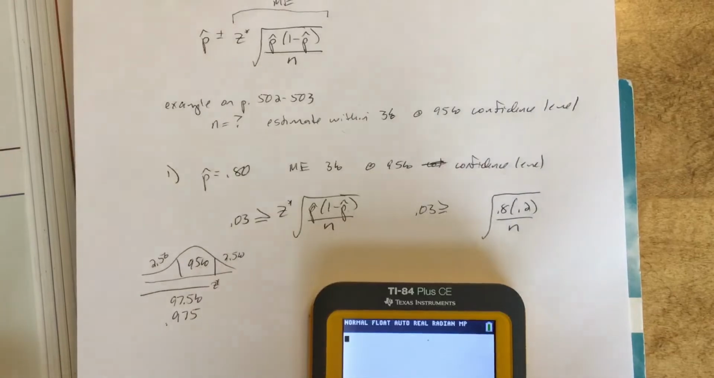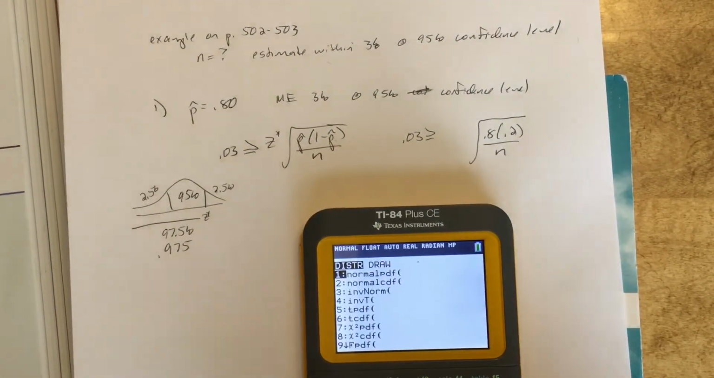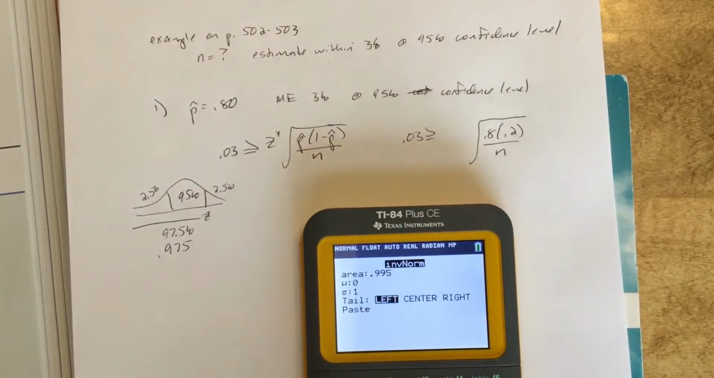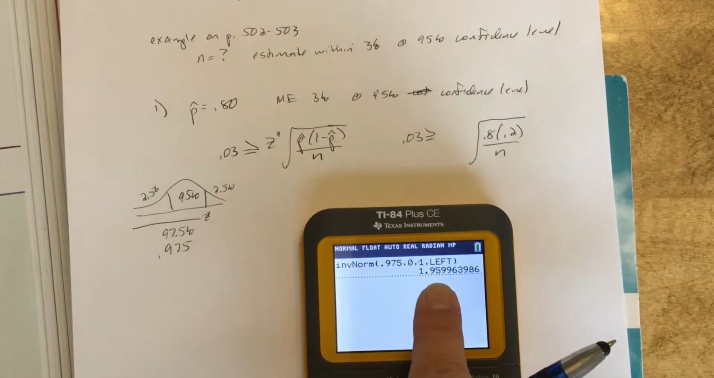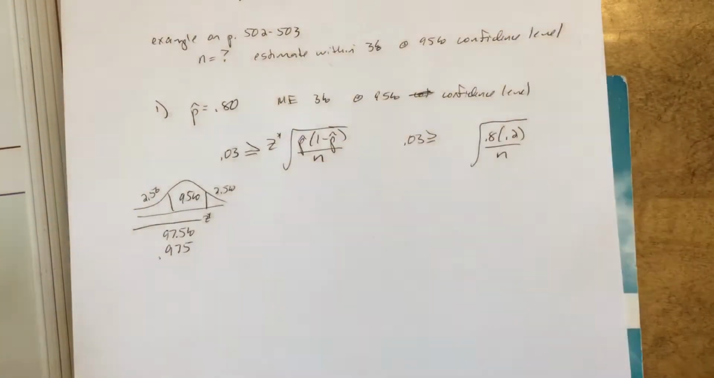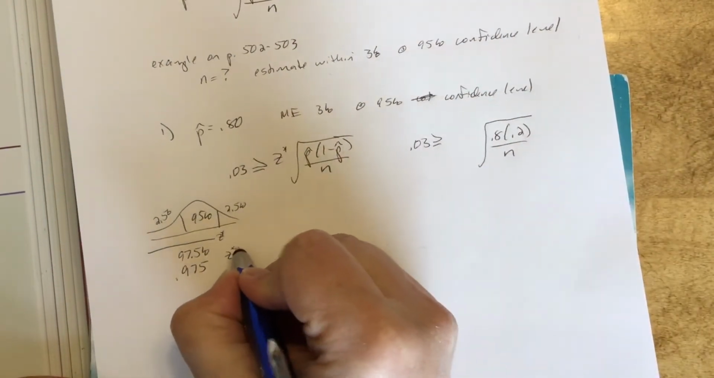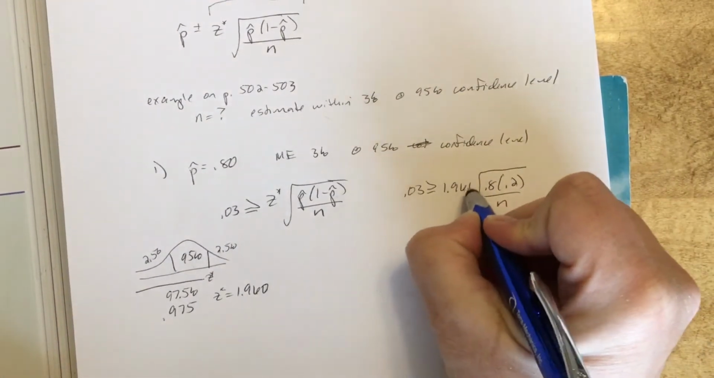So let me clear that from the other one. Inverse norm 0.975. And there's my critical Z. And again, take it to 3 decimal places. So 1.960, okay? So my critical Z is 1.960. So that's what I'm going to fill in here, okay?